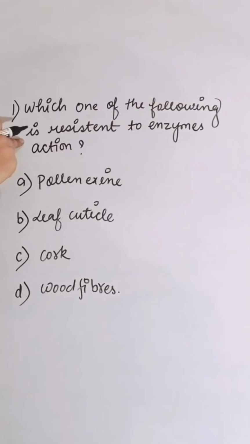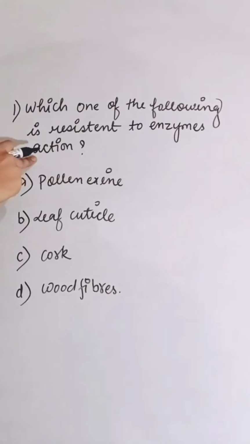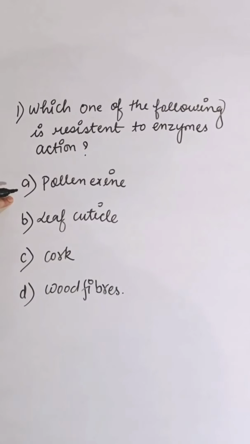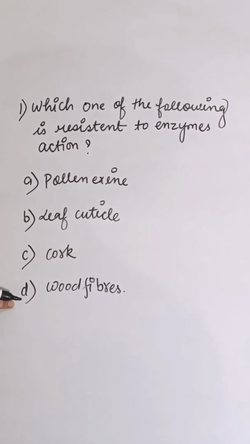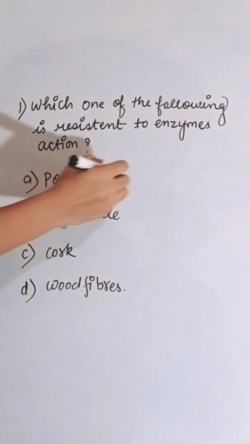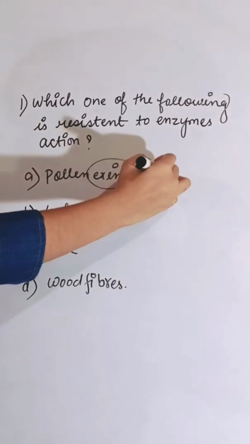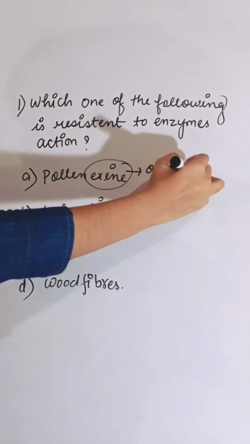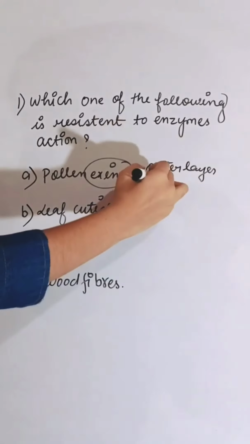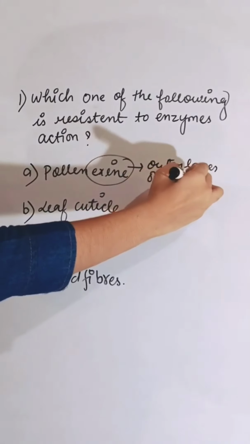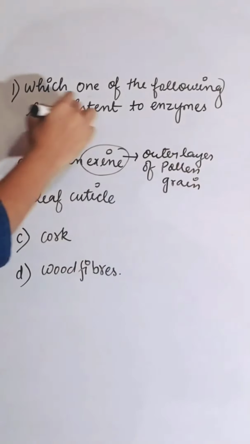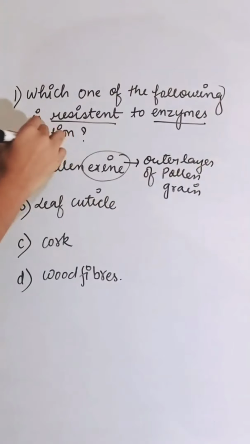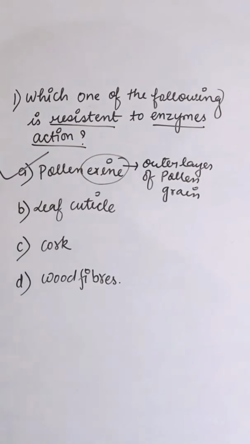Which one of the following is resistant to enzyme action? First option pollen exine, second is leaf cuticle, third is cork, and fourth is wood fibers. Exine is the outer layer of pollen grain which is resistant to enzyme action. So the correct answer is A.